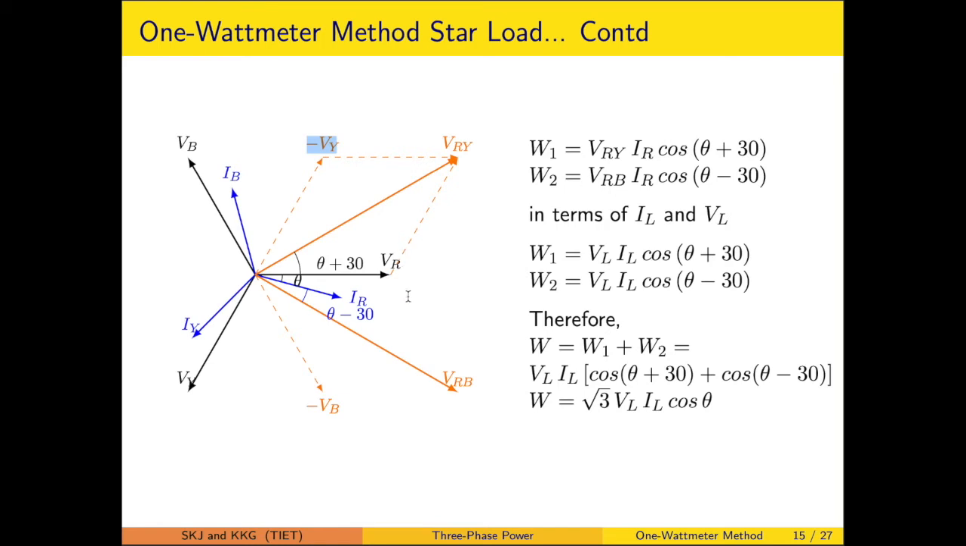Likewise, the other voltage measurement which we have done is VRB. To facilitate VRB, we have to draw a negative voltage of VB, and the law of parallelogram can be applied likewise. So for the measurement of IR and VRY, there is an angle theta plus 30 degrees, whereas corresponding to IR and VRB, the angle will be theta minus 30 degrees. Once that is done, we will be able to calculate W1, W2 likewise.